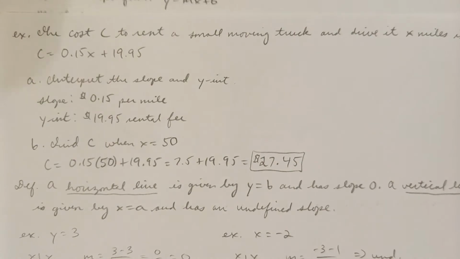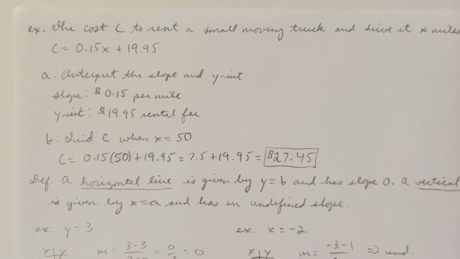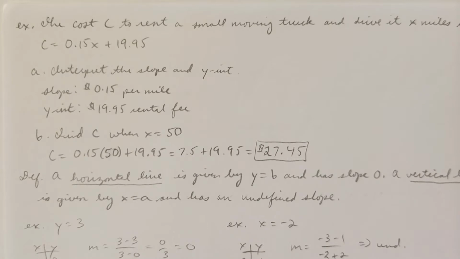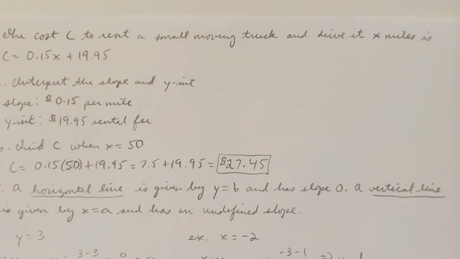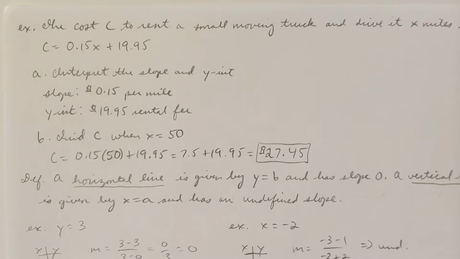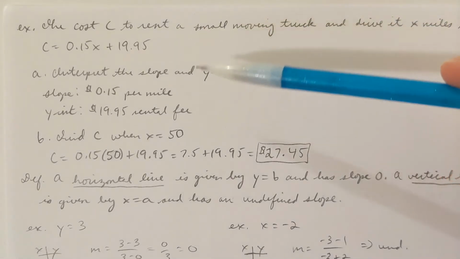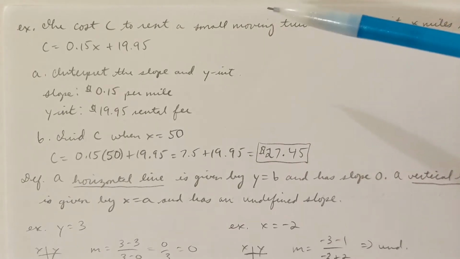In the next problem, the cost C to rent a small moving truck and drive it x miles is C equals 0.15x plus 19.95. Part A, interpret the slope and the y-intercept. So the slope is 0.15 dollars per mile, 15 cents per mile, and the y-intercept is the $19.95 rental fee, just to get the truck in the first place.